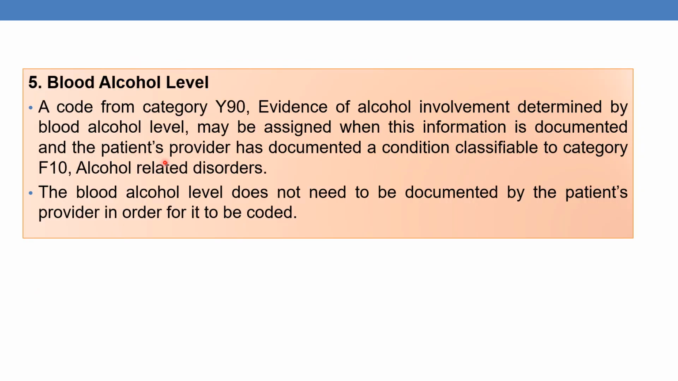Now coming to blood alcohol level. A code from the category Y90, evidence of alcohol involvement determined by blood alcohol level, may be assigned when this information is documented and the patient's provider has documented a condition classifiable to category F10, alcohol related disorders. And the blood alcohol levels need not be documented by the patient's provider in order to be coded. They can be coded simply based upon the lab results. A specific diagnostic statement is not necessary.